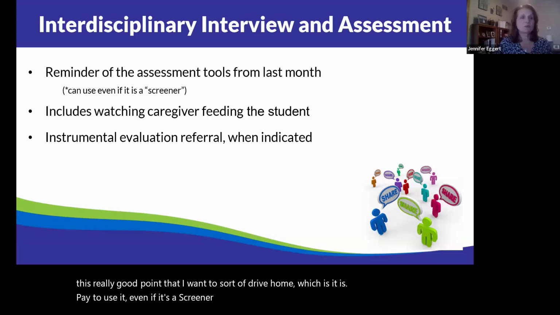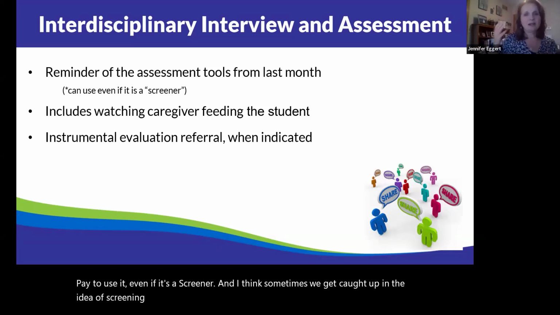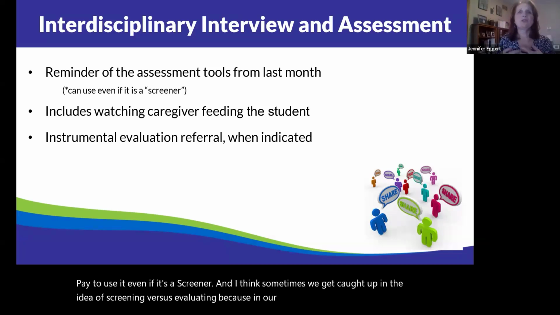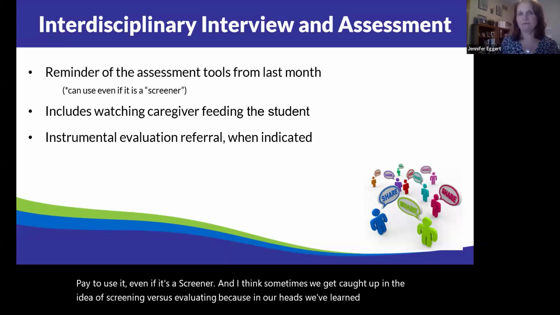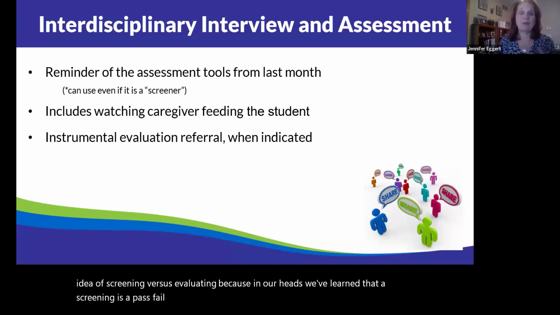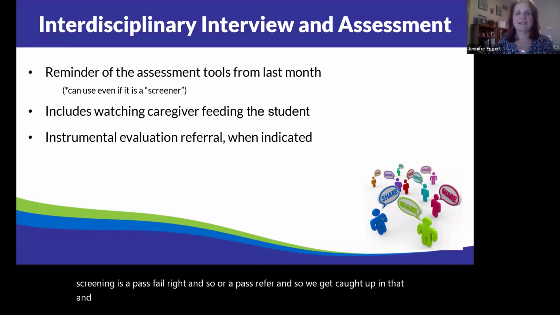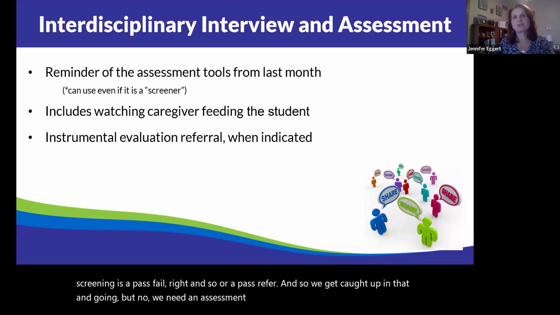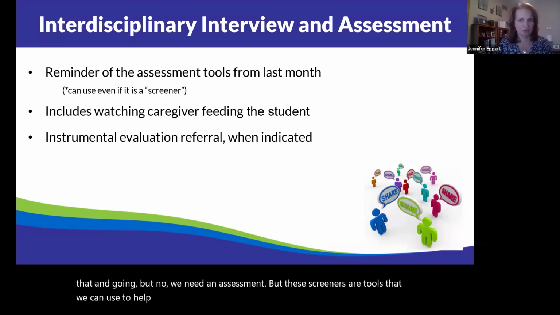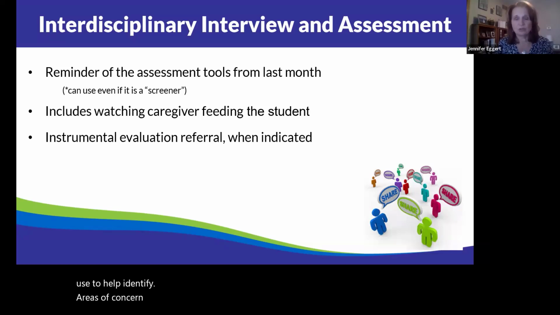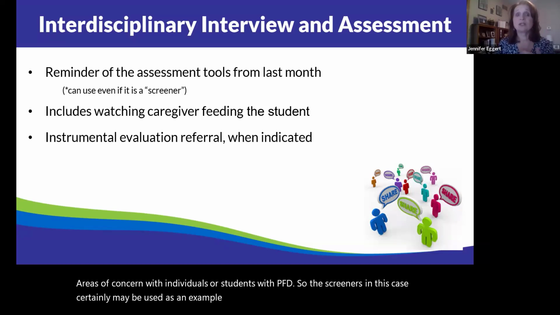I think sometimes we get caught up in the idea of screening versus evaluating, because in our heads, we've learned that a screening is a pass fail, right? Or a pass refer. And so we get caught up in that and going, but no, we need an assessment. But these screeners are tools that we can use to help identify areas of concern with individuals or students with PFD. So the screeners in this case certainly may be used as an example of a time when we do need to refer.